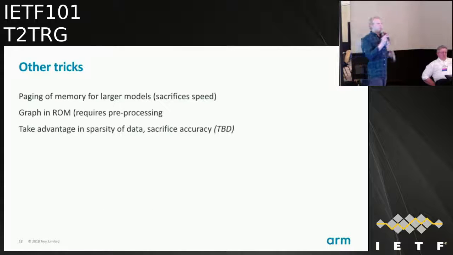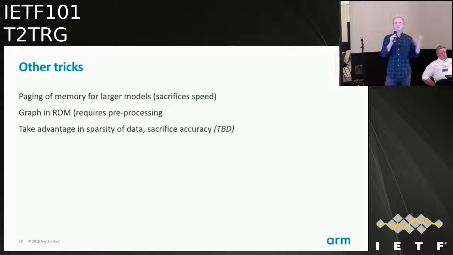First of all, we have paging of memory for larger models. So if we see that we can't fit everything in memory because we have too many neurons at some point, or the matrix multiplication table doesn't fit, we can page through memory. Of course, we sacrifice speed, so your classifications will go slower, but this is a way of even running these algorithms on microcontrollers that have less than 128K memory.